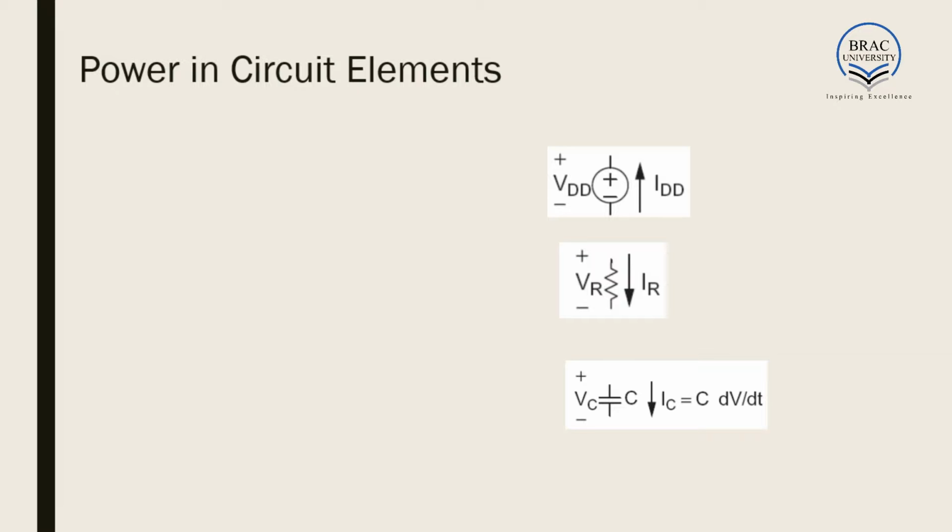Let us look at the power consumption in different circuit elements. The circuit elements under consideration are voltage sources, resistances, and capacitance. There is no inductance involved in a CMOS circuit. So in case of a voltage source, we get the instantaneous power p(t) is equal to i(t) into VDD. One thing to be noted is that this VDD is not dependent on time because this is a constant voltage source. But the current is dependent on time.